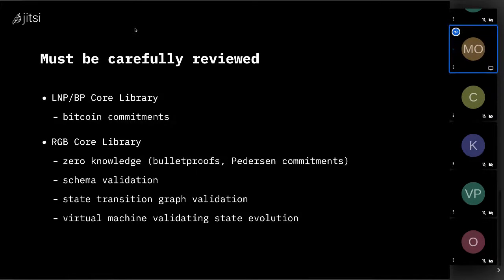This RGB core library contains four mission-critical things. First of all, everything related to zero-knowledge, the Bulletproof Pedersen commitments, which may contain bugs causing inflation and should be checked against that. Second, schema validation, making sure that the actual state transitions and evolution of client-validated data follow the schema rules and restrictions. Third, state transition graph validation, making sure that all the states are properly linked and compose a single history. And finally, the virtual machines validating state evolution, making sure that the actual change of states happens according to all of the rules. These parts are all interrelated, and they are all part of the RGB core library.